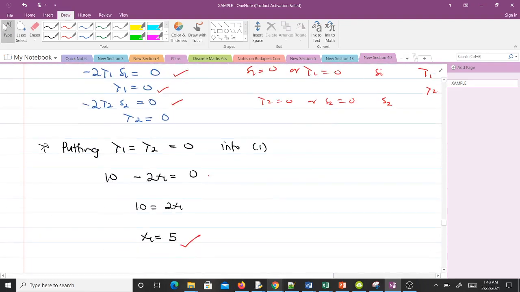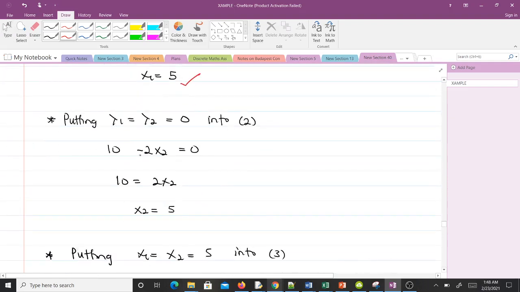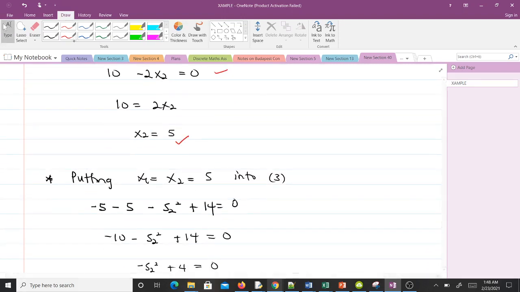So we will have 10 minus 2x2 equals 0. And solving that will give us x2 to be 5. So now putting x1 and x2 equals 5 into equation 3. Know that x1 is 5, x2 is also 5. That's why I wrote it this way.